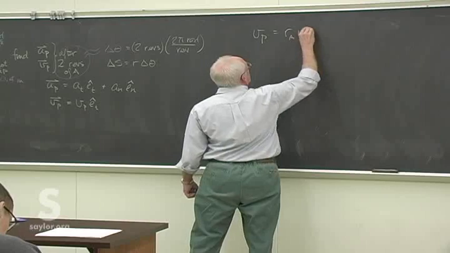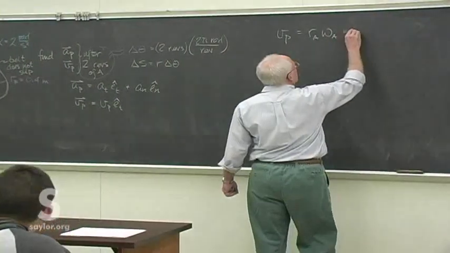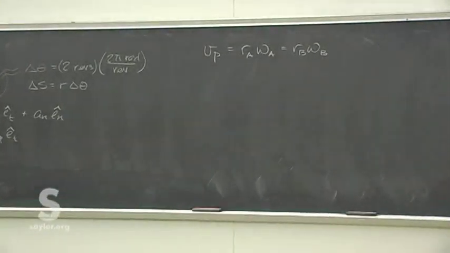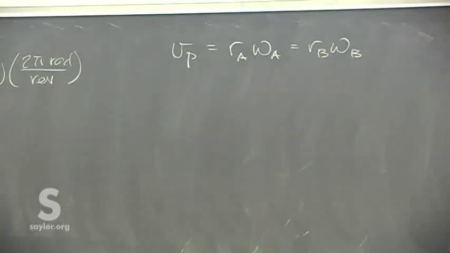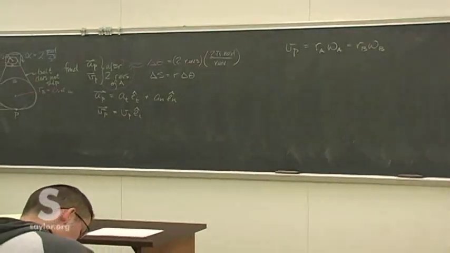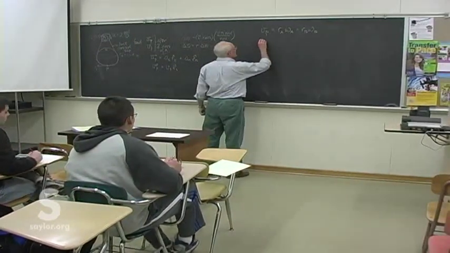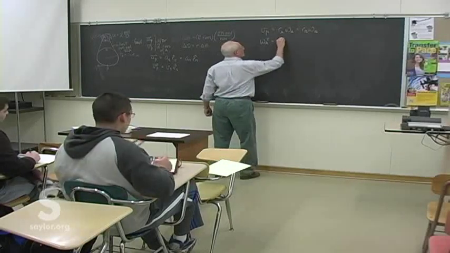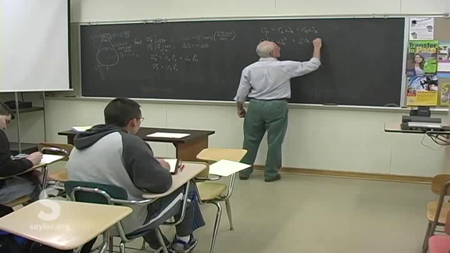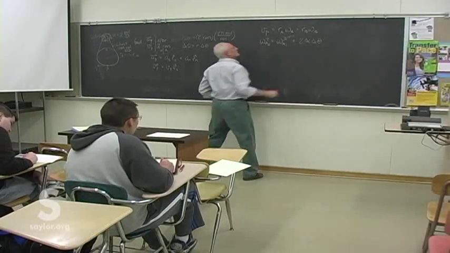R_A omega_A. Remember though, that's after two revolutions, so we're going to have to find that part. And that also becomes R_B omega_B. But omega_A and omega_B are related by the ratio of their radii. So that's a pretty quick fix. So the angular velocity of A, since it's constant acceleration, we can find that out after two revolutions from one of our constant acceleration equations. We're given the acceleration and the change in position, and assuming it's starting up from rest.